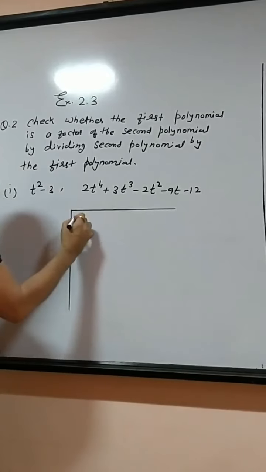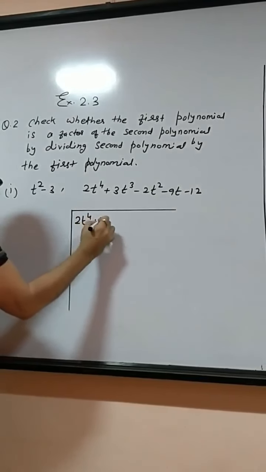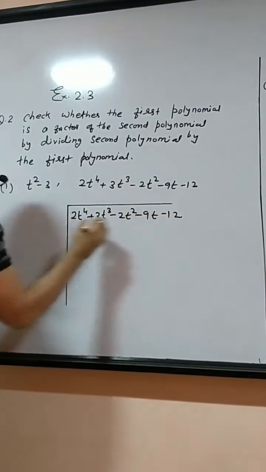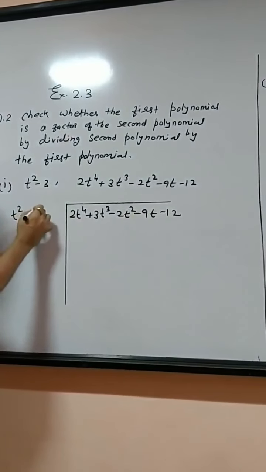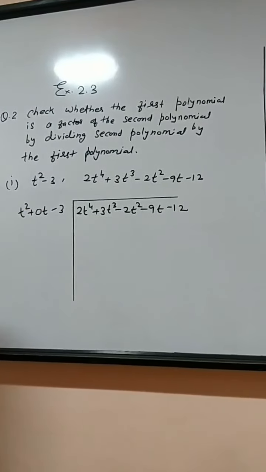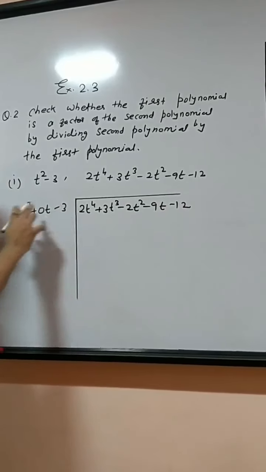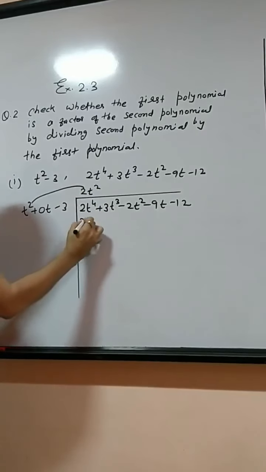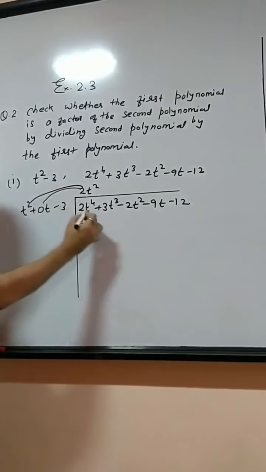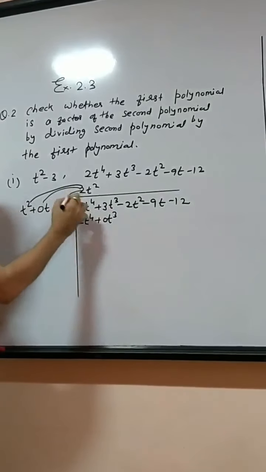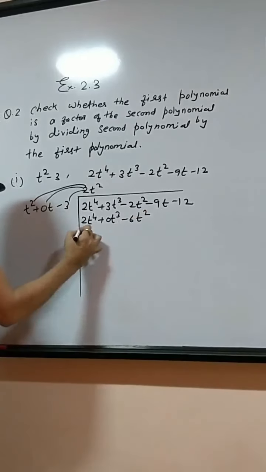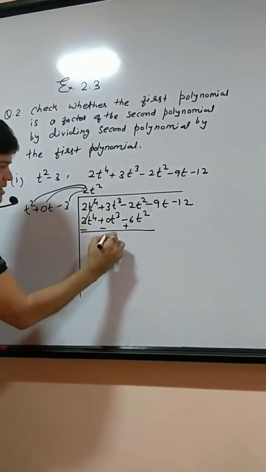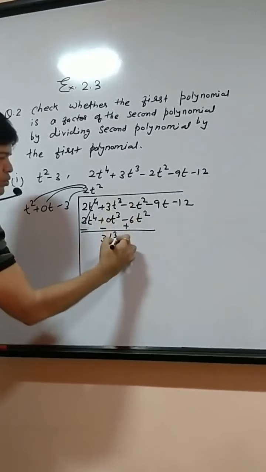So part C. Divide the second polynomial by the first polynomial. So this is t square minus 3, and this is 2t raised to 4 plus 3t cube minus 2t square minus 9t minus 12. You want 2t raised to 4, so multiply this by 2t square, because 2t square into t square is 2t raised to 4. This into this is 0t cube and this into this is minus 6t square. Minus plus, cancel. 3t cube minus 0t cube is 3t cube, plus 6 minus 2.